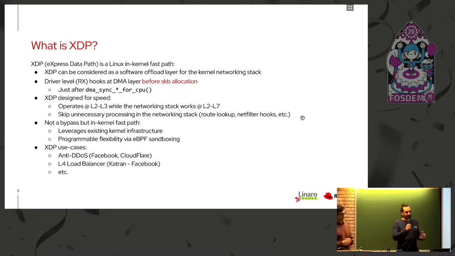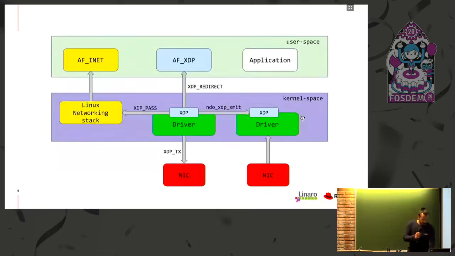It uses existing kernel APIs and existing kernel functionality, and you can program the number of packets and the type of the packets you want to process through BPF. It's currently being used by Facebook and Cloudflare on load balancers, on DDoS protection. So this is pretty much how the architecture looks like.